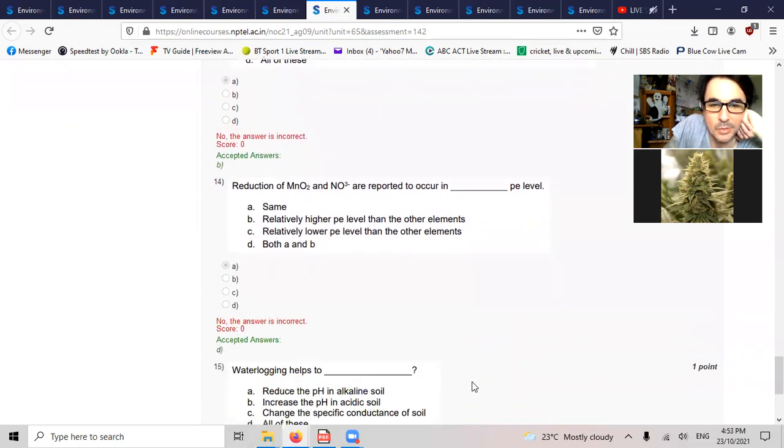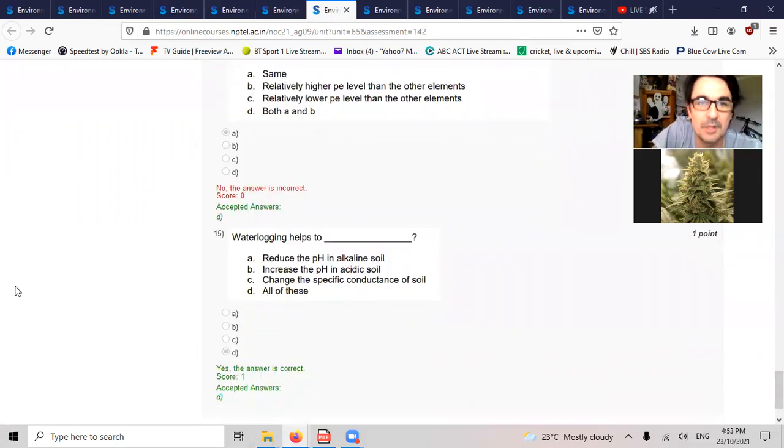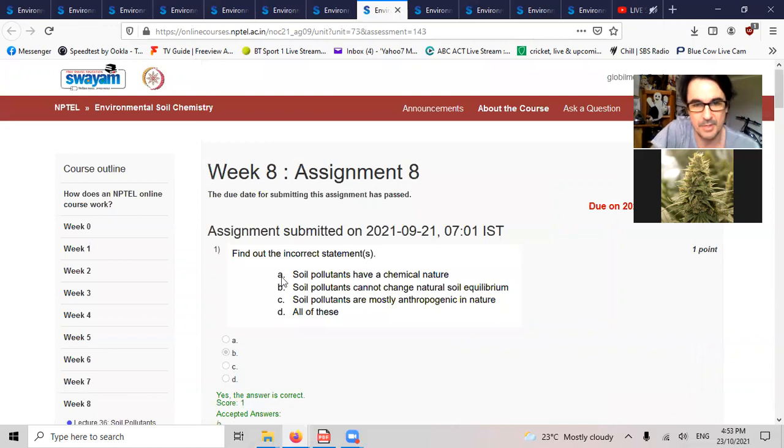Yes. Waterlogging helps too. This is a fascinating question. Did you know waterlogging helps to fix soils totally? So for this question, the answer is D. It can actually reduce the pH of alkaline soils and increase the acidity, and bring both of them together. It can neutralize it. It's fascinating. The answer is D. I was amazed at that. That really works really well. All right, week 8. What about the incorrect statement?